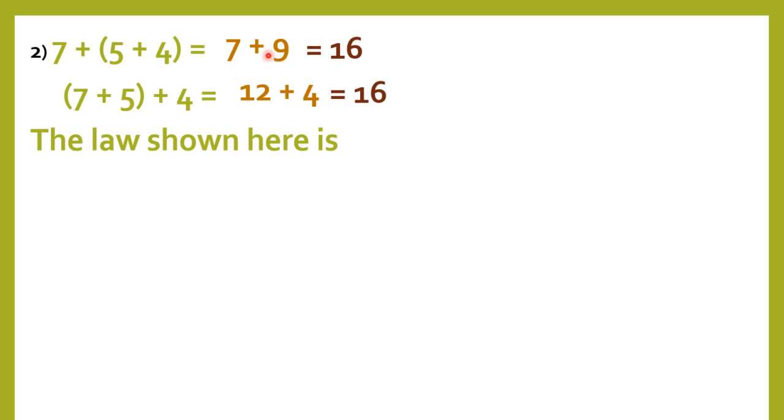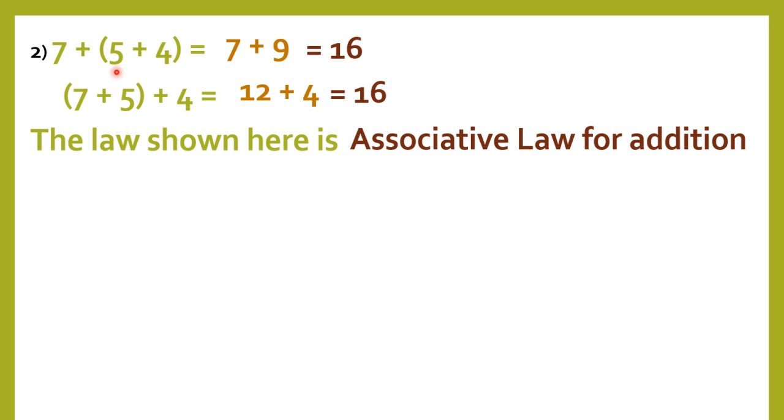Now we get the same answer, and now we have to find the law. So in this question, the law which is shown is associative law for addition, because in this statement we just change the group of the numbers and the numbers are the same. Here we have 7, 5 and 4. Again here we have 7, 5 and 4. And in the first statement we group 5 and 4, and in the second statement we group 7 and 5 and get the same answer.